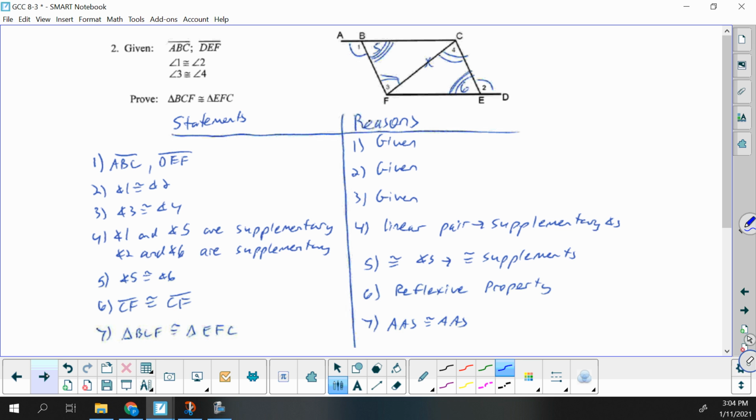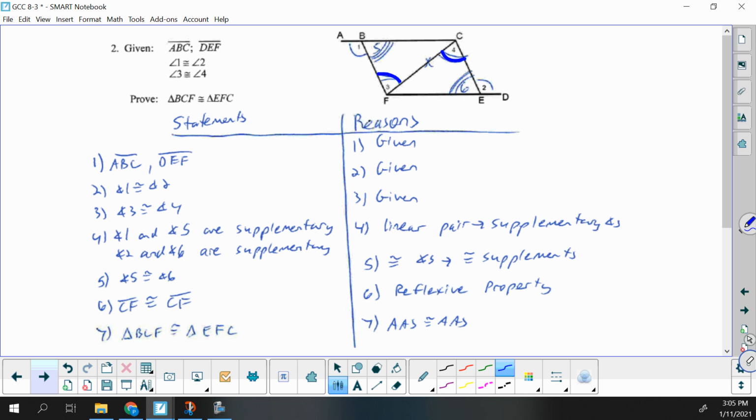In the next one, we wanted our triangles congruent. They gave us 3 congruent to 4. That was great. That's one of our angles in there. But they gave us 1 congruent to 2. And we should be suspicious. Why is that being given to us? Oh, we've got a straight line there. We can do linear pairs. So step 4, linear pair implies supplementary angles. So we can say 1, and I called it angle 5. You might have numbered it differently. 1 and 5 are supplementary. Angles 2 and 6 are supplementary.